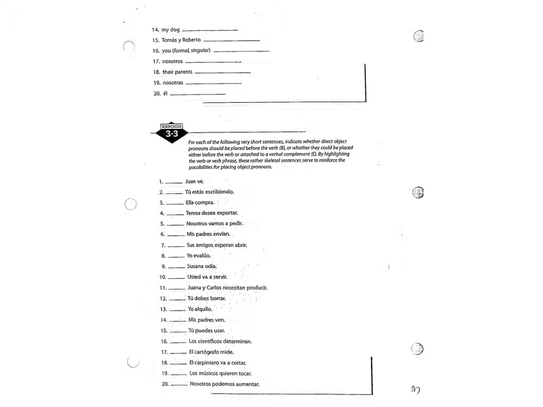La hamburguesa, la. Yo y mis amigos, nos. Las casas, for the houses, las casas, las, etc. So go ahead, fill that in. And it continues up here on this side. Formal singular is the usted form, so you would use lo on that.